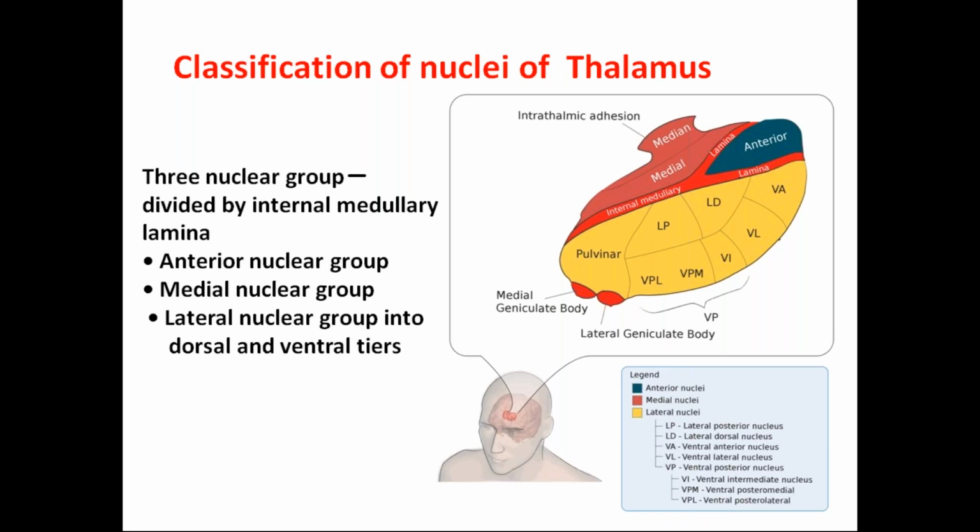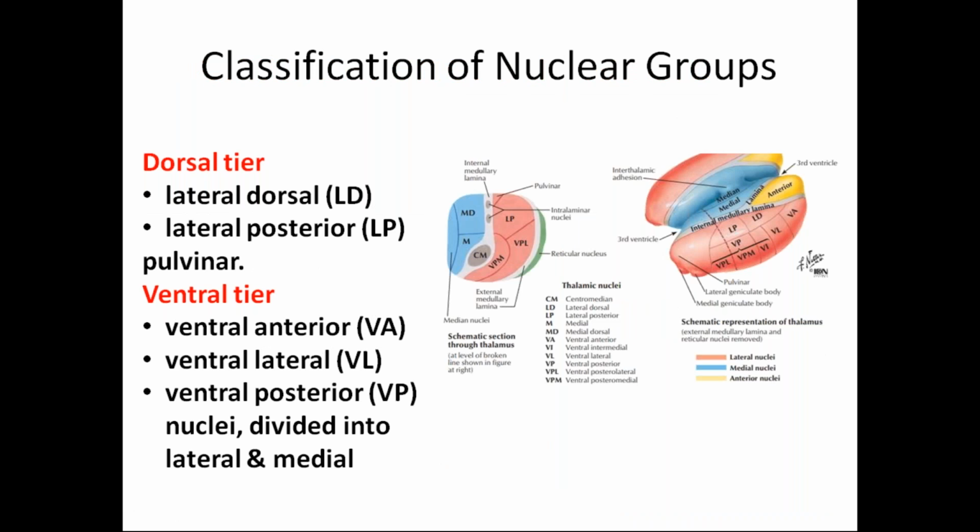Let's just remember one thing, that the Y-shaped lamina divides the thalamus into three groups: an anterior group, a medial group, and a lateral group. The lateral group has two tiers, a ventral tier and a dorsal tier. So these are the ventral tier and this is the dorsal tier. So now let's come to this. The dorsal tier nuclei are called lateral dorsal, lateral posterior, and pulvinar. The ventral one is called ventro-anterior, ventrolateral, ventro-posterior, which has been divided into ventro-posterolateral and ventro-posteromedial.